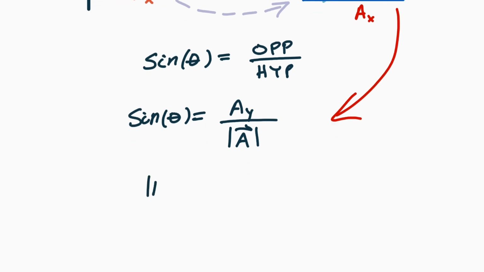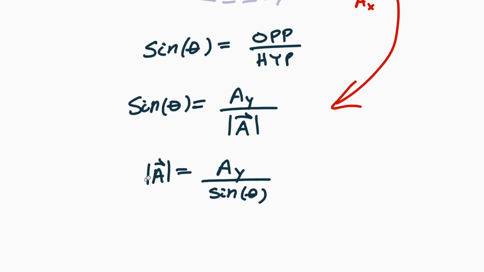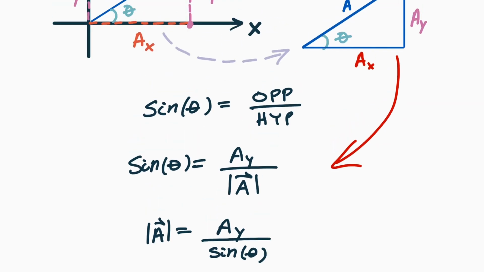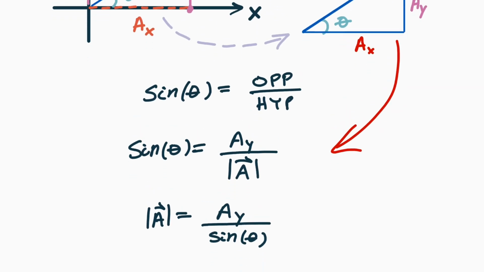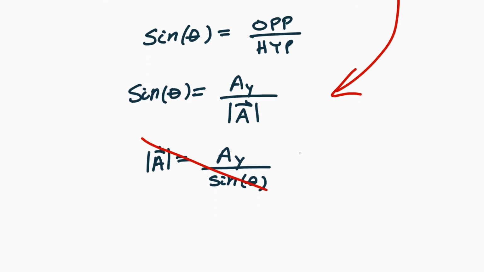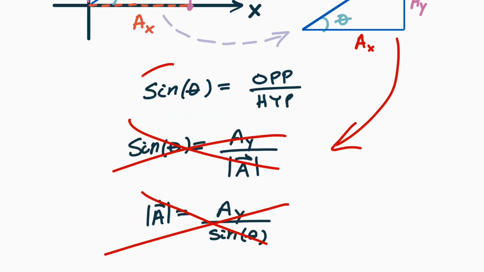And so what we can do is we can say, well, hey, that length of the vector is equal to AY divided by sine of theta, right? By multiplying a magnitude to the other side and then by dividing by sine of theta, all right? And that's just something that we can do. However, I do not recommend memorizing anything like this. Never memorize these, because this will change depending on how your theta is drawn. Okay, so do not memorize this or this, just memorize this.